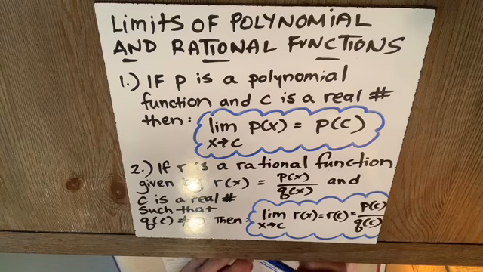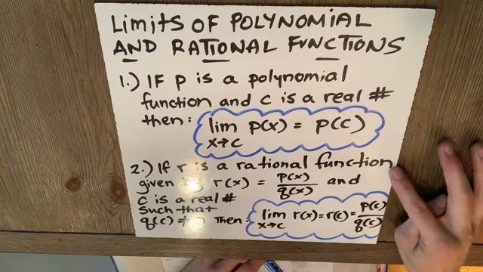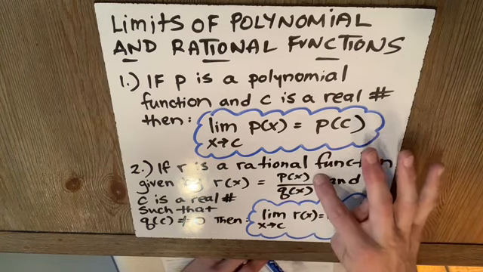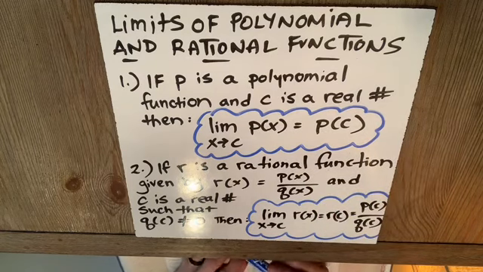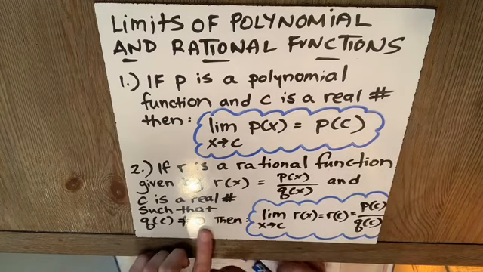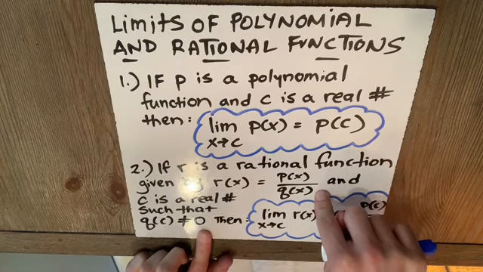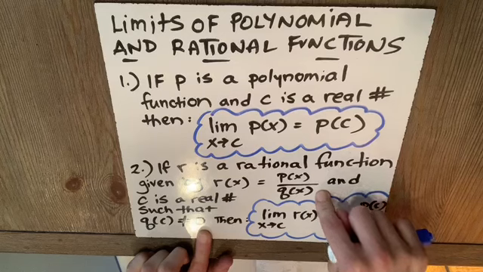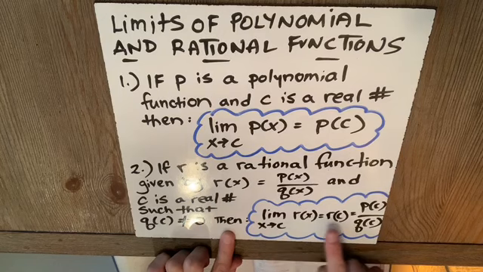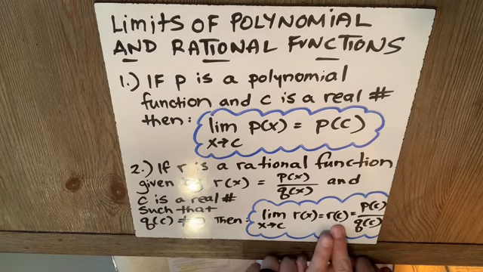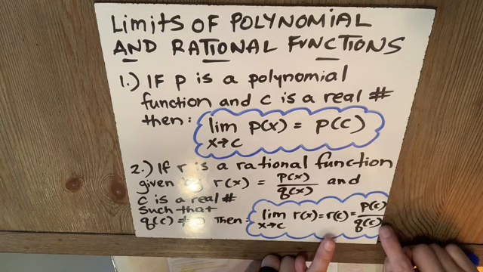Similarly, for rational functions, if r is a rational function given by r of x equals some function p of x divided by some function q of x, provided that c is a real number and q of c does not equal 0. Remember, wherever the denominator of a rational function equals 0, we have a vertical asymptote. If those conditions are met, then the limit of r of x as x approaches c is simply direct substitution, r of c, which implies p of c over q of c.